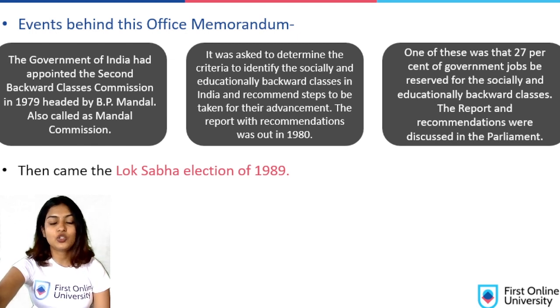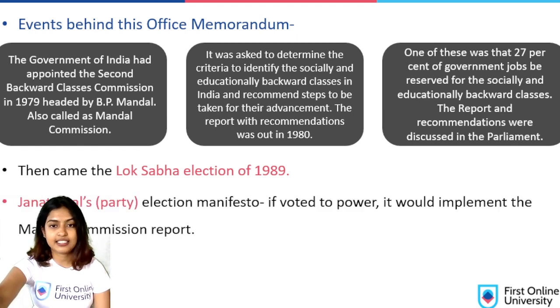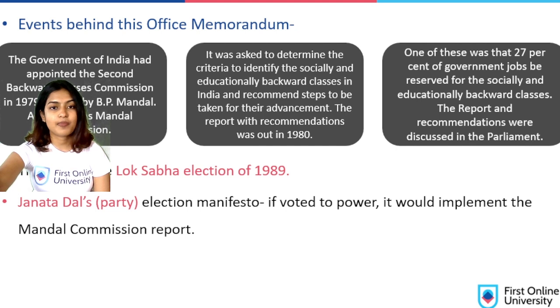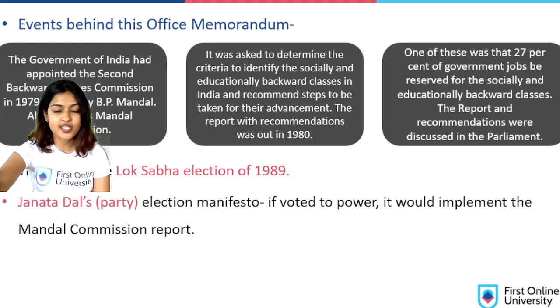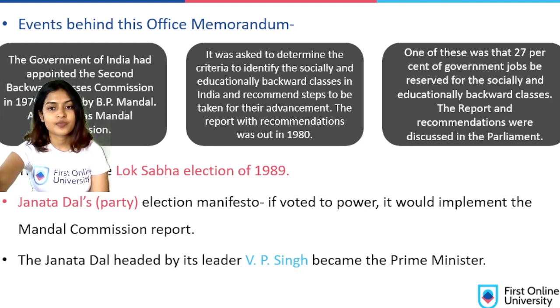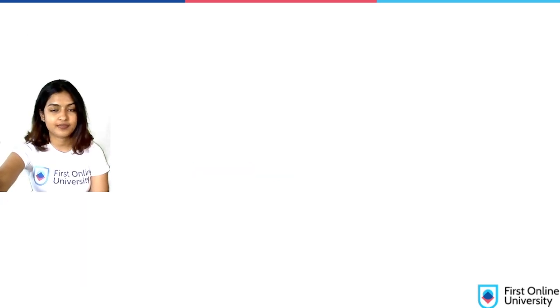After this, the Lok Sabha election came up in 1989. So there was a party called the Janata Dal. Their election manifesto, like how Garibi Hatao was there for Indira Gandhi, was that if voted to power, they would implement the Mandal Commission report. Further after this, the Janata Dal headed by its leader V.P. Singh became the Prime Minister.